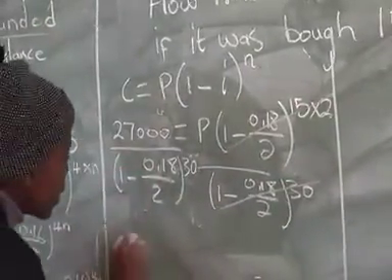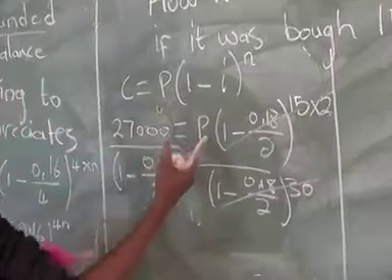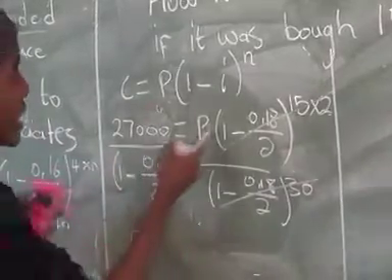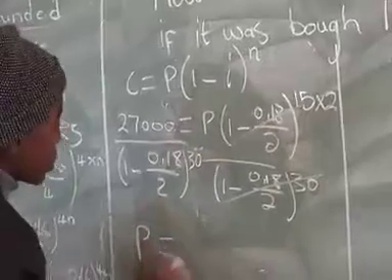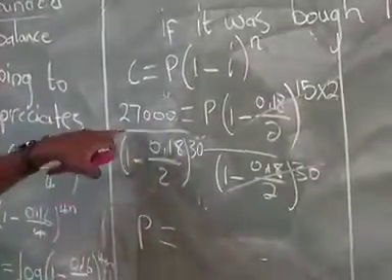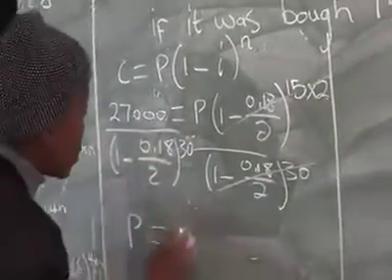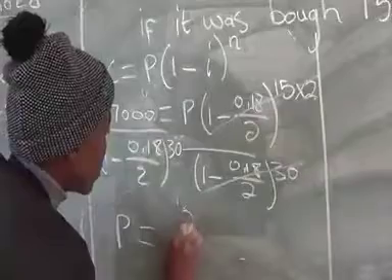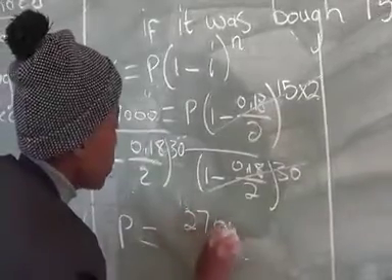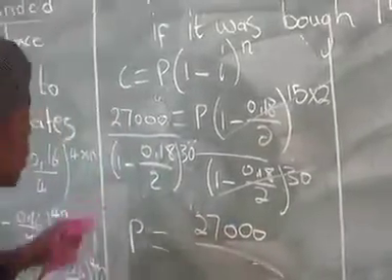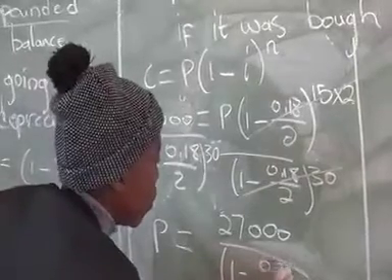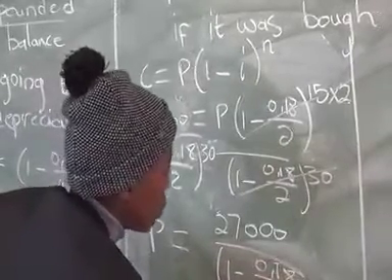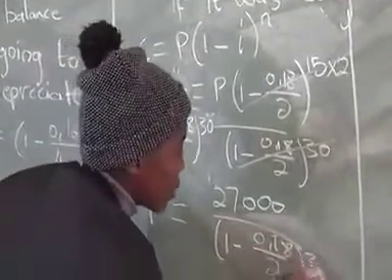So this P is going to be equal to how much? 27,000 divided by this. So you're going to say 27,000 divided by 1 minus 0.18 divided by 2, to the exponent 30.